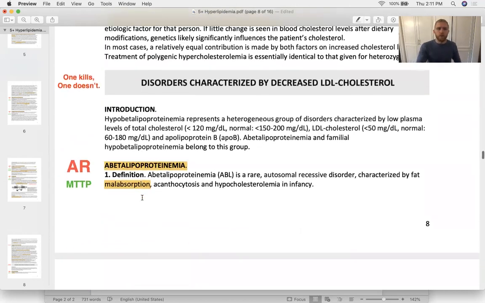So now we move on to two disorders characterized by a decreased blood LDL. And the difference between these two disorders is that one of them is fatal by like 30 or 40. That's Abetalipoproteinemia. And the other one you can live for quite some time with and have a normal, happy, healthy life.